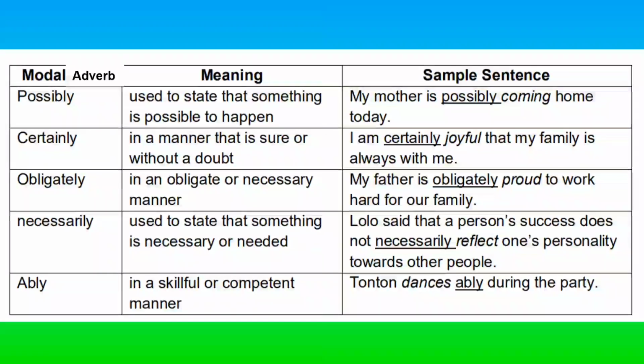Let us read the table below that shows more examples of modal adverbs, their meanings, and sample sentences. Possibly, meaning used to state that something is possible to happen. Sample sentence: my mother is possibly coming home today. Certainly, meaning in a manner that is sure or without a doubt. Sample sentence: I am certainly joyful that my family is always with me.